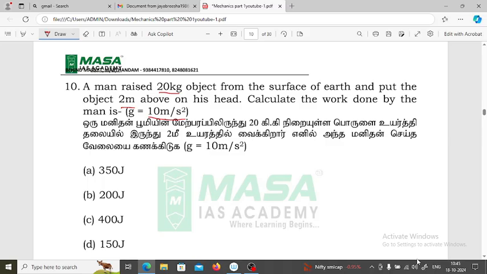Here work done is equal to potential energy. Work done W is equal to mgh. You can easily calculate the answer. M is 20, g is 10, h is 2. So the answer is 400 joule. Work done W, option C is correct, 400 joule.